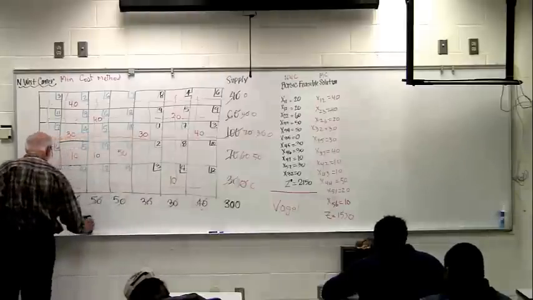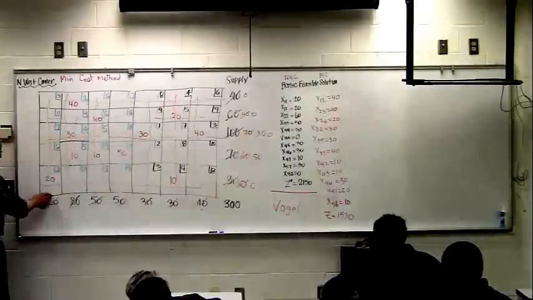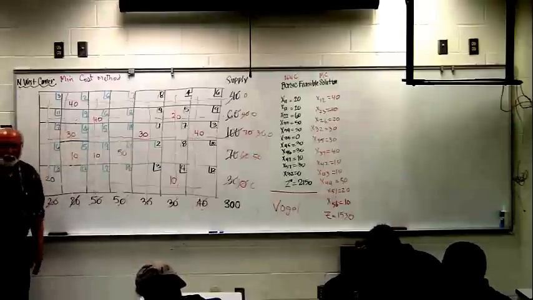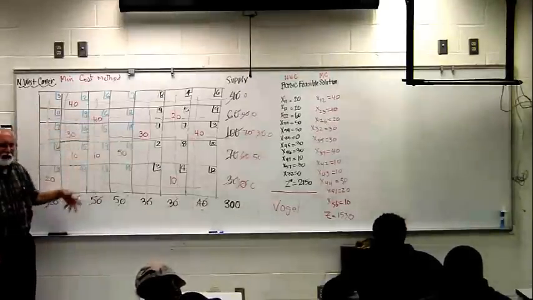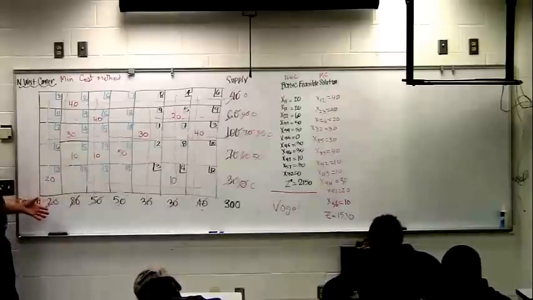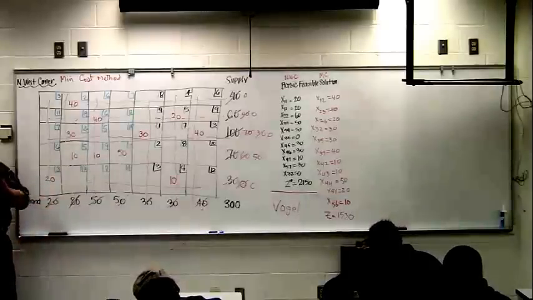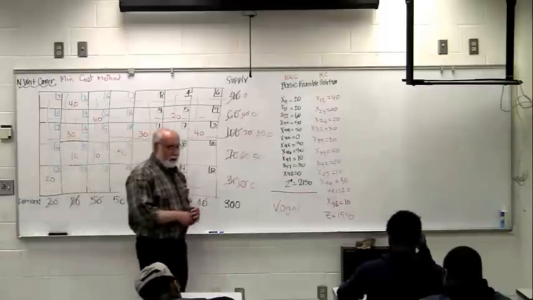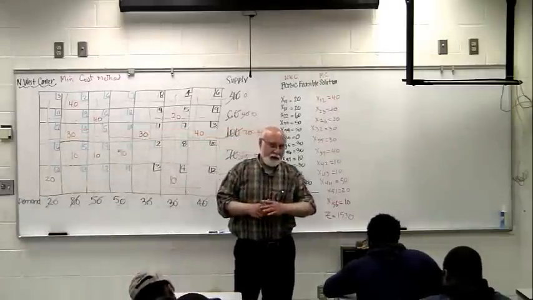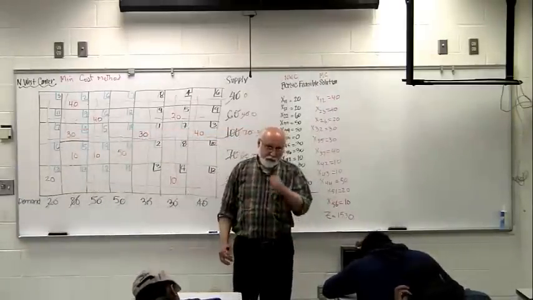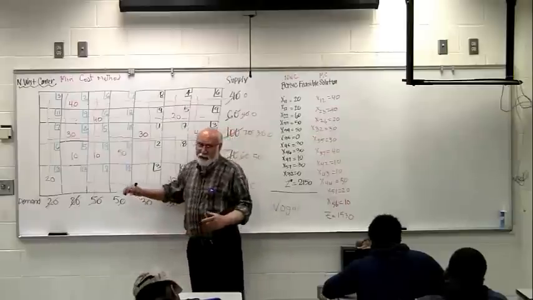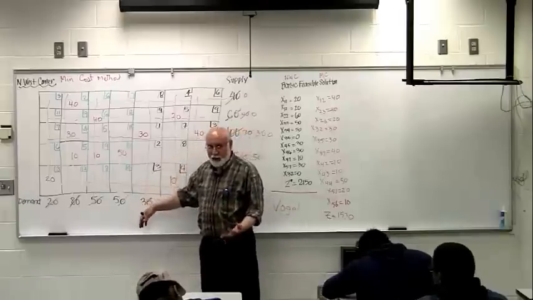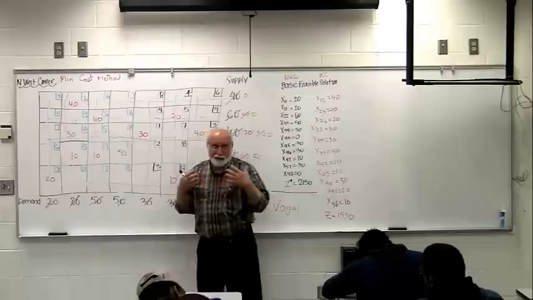Vogel works based on the concept of the penalty. The way that we looked at northwest corner was to satisfy the demands using our supplies. We didn't care about the cost. In the minimum cost method, we brought the issue of the cost into consideration. We said that we are going to satisfy the demand using our supplies, but we will assign to the minimum cost.